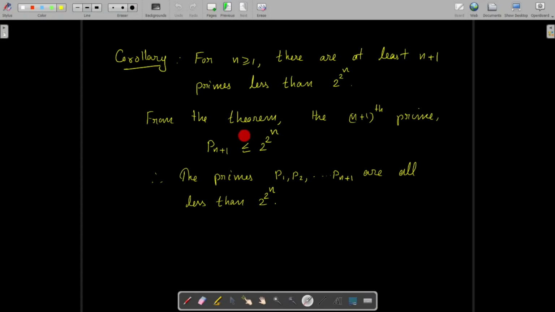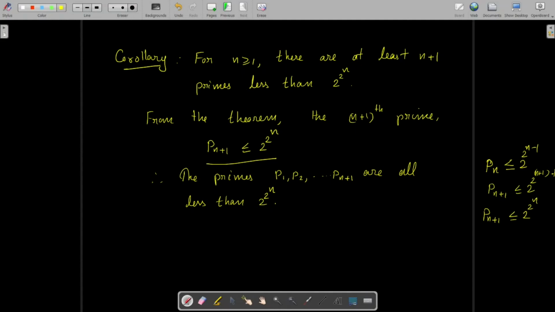Proof. From the theorem, the (n+1)th prime P_{n+1} is less than or equal to 2 raised to 2 raised to n. In the theorem, we proved that the nth prime Pn is less than or equal to 2 raised to 2 raised to n minus 1. In the place of n, we substitute n plus 1. Then we get P_{n+1} is less than or equal to 2 raised to 2 raised to n plus 1 minus 1. That is, we get P_{n+1} is less than or equal to 2 raised to 2 raised to n. So that is the result we got here.